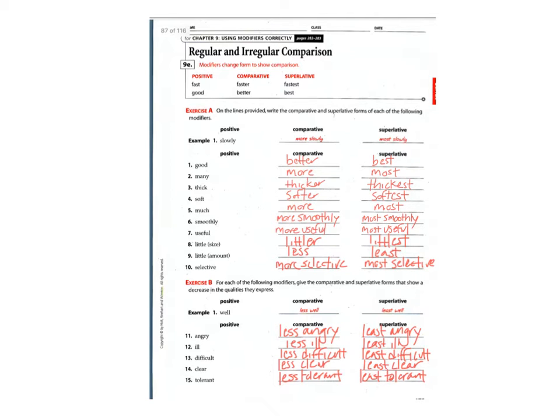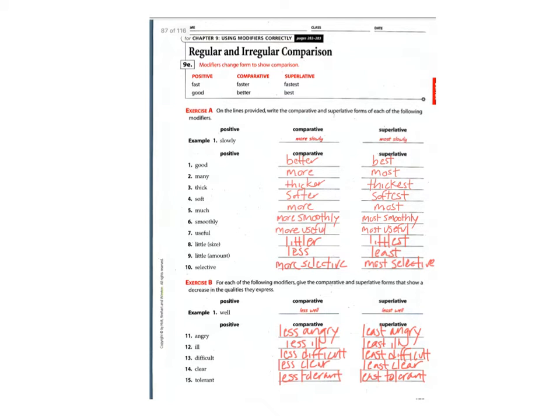Amen. So last night, the last thing you had to do for English Comp was this worksheet on regular and irregular comparison. We know that for some words, when you form the comparative, you add ER. For the superlative, you add EST. For other words, you're going to add more or less for the comparative, most and least for the superlative.